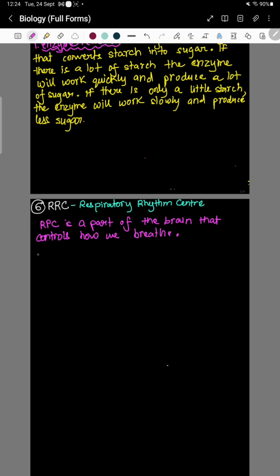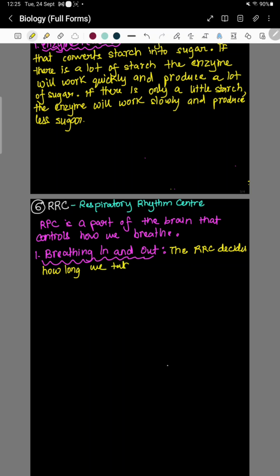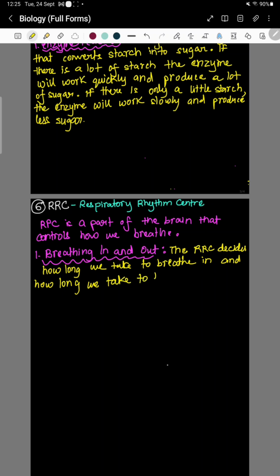Number 1, breathing in and out. The RRC decides how long we take to breathe in, and how long we take to breathe out. This keeps our body steady.